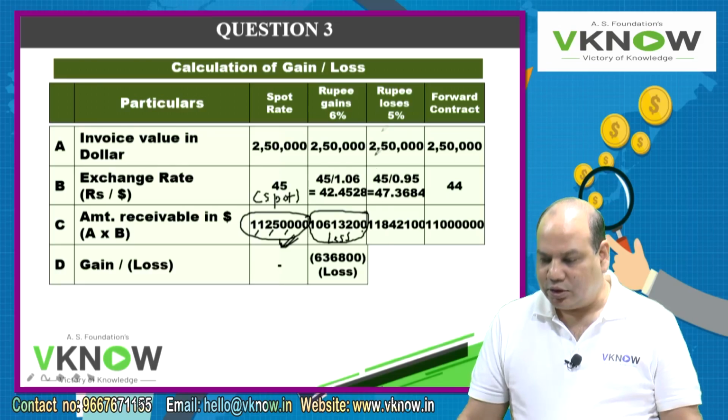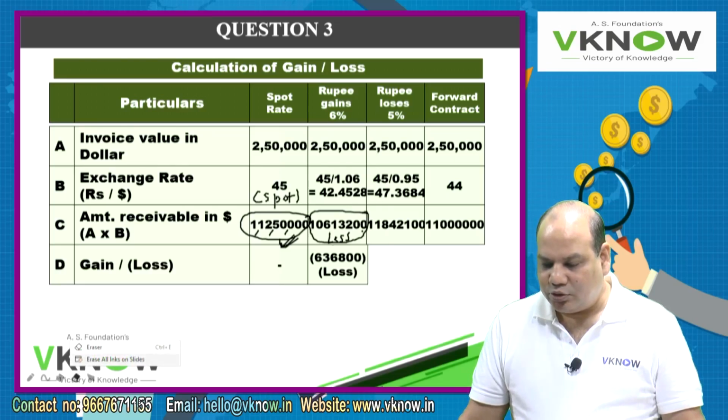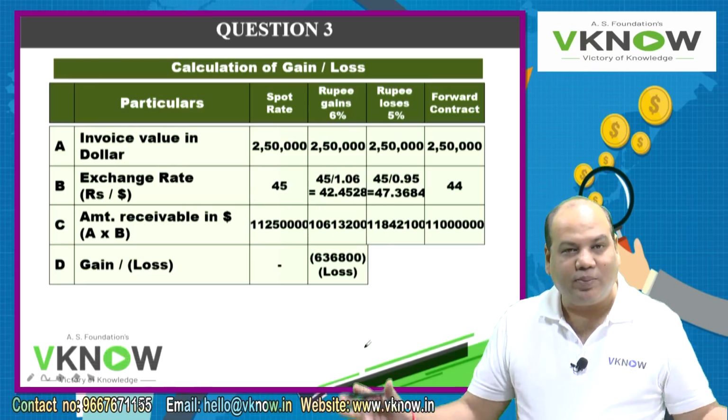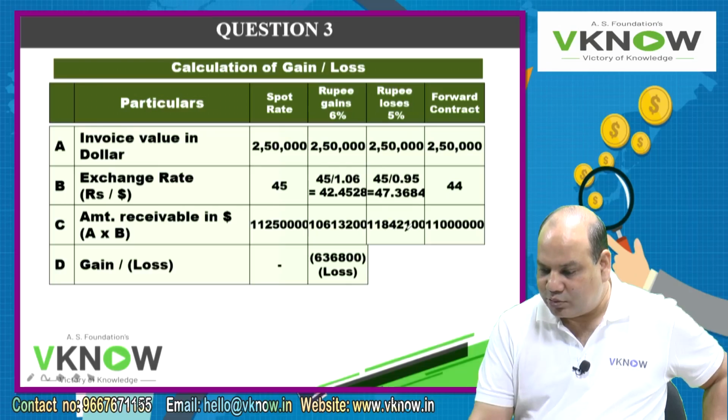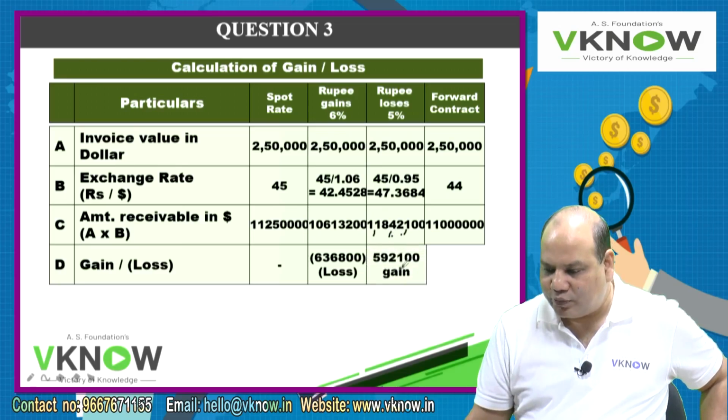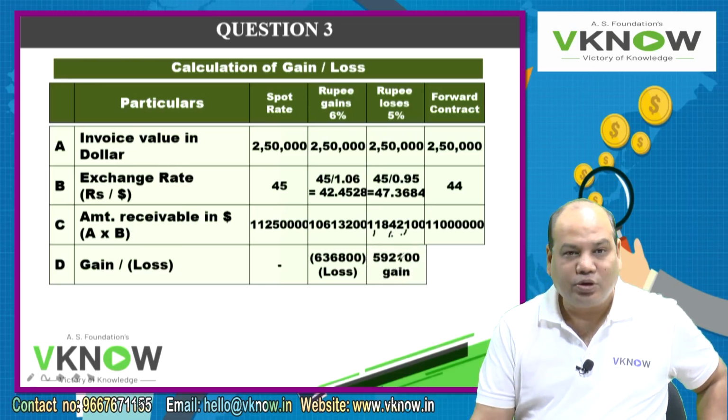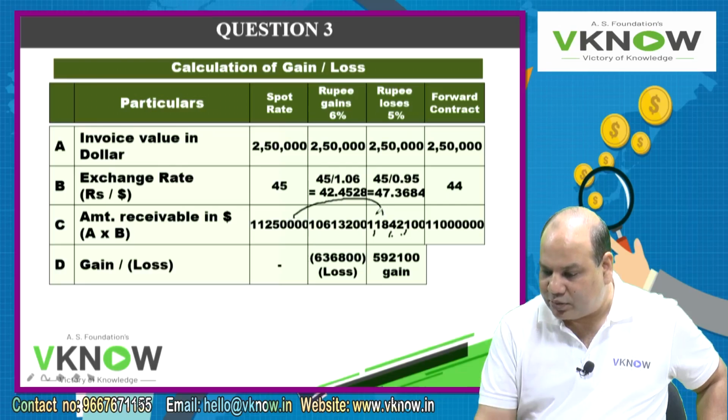In this case, he will be happy. His home currency is losing, but he will be happy, he will be dancing. Why? Because he will get more rupees. He is more interested in his bank balance rather than what happens to the national pride. So rupee loses, enjoy. You are getting more rupees on conversion of dollar. So the exporter will get 5,92,000 more, 100 more. Compare with this number. You have to compare with spot value.